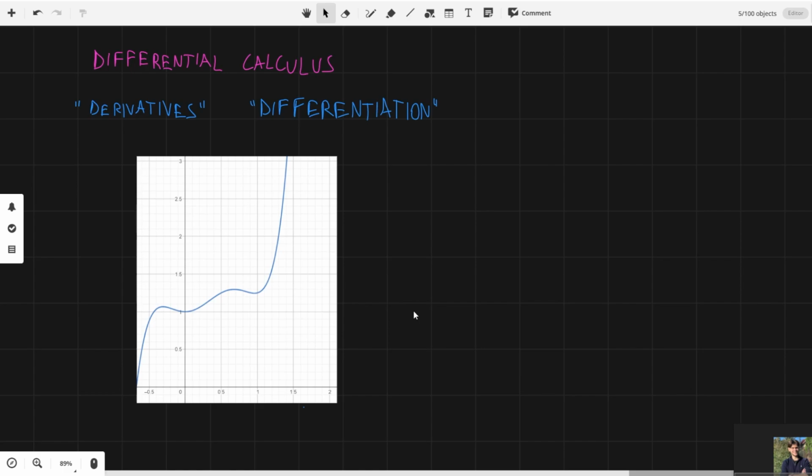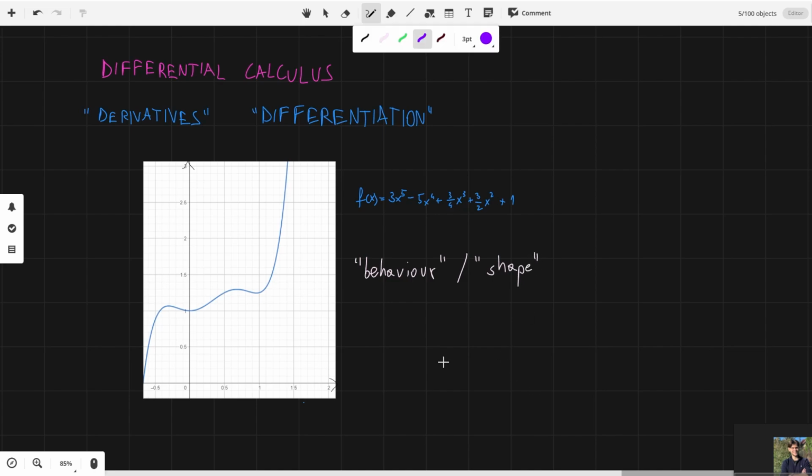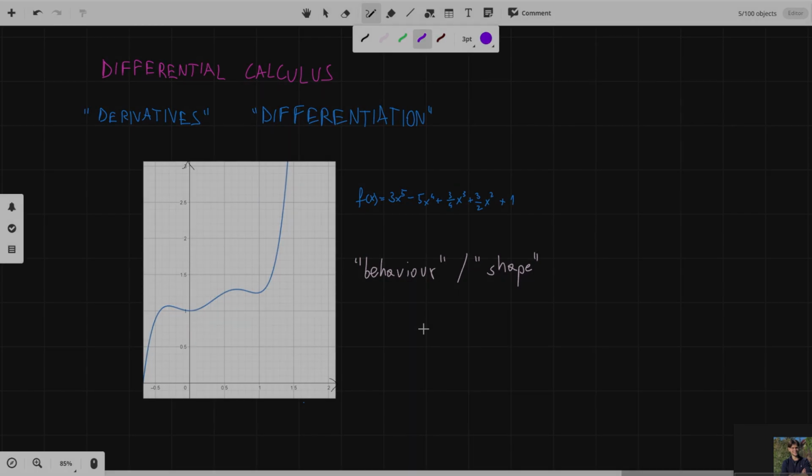Okay, so I cropped out a part of a function of the following formula. So this is basically a polynomial, fifth order polynomial. But what we're most interested in this case is its shape or its behavior. In other words, just think about what this function does as we read the graph, as we follow the graph from the left going to the right.